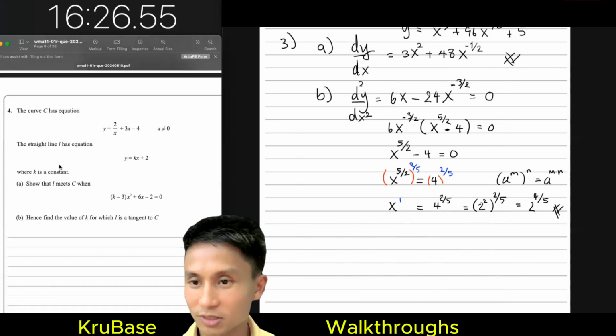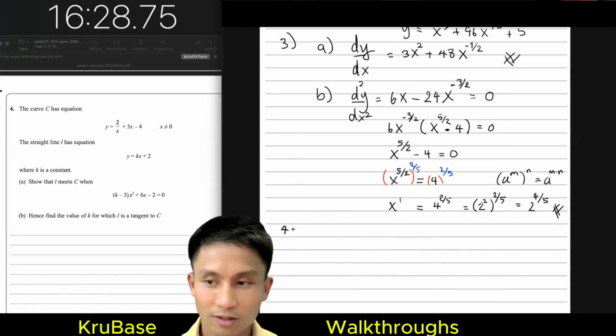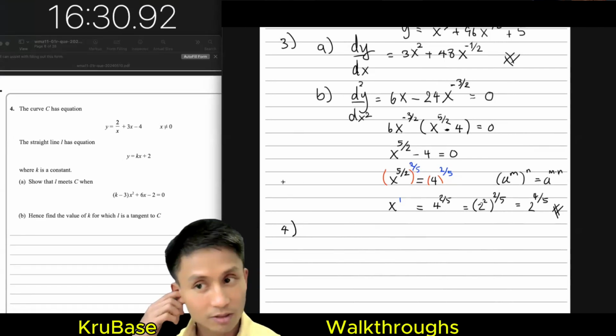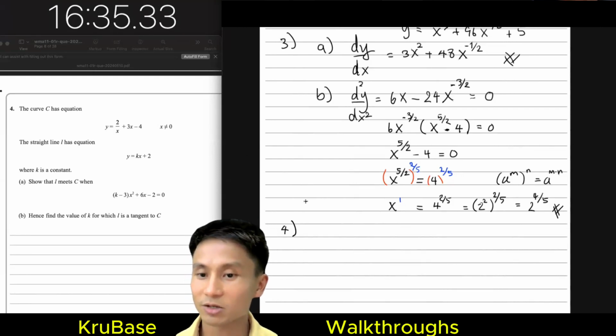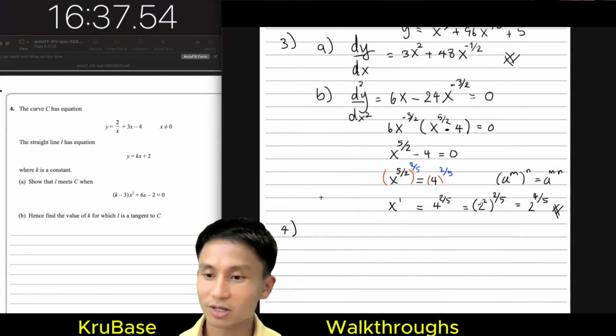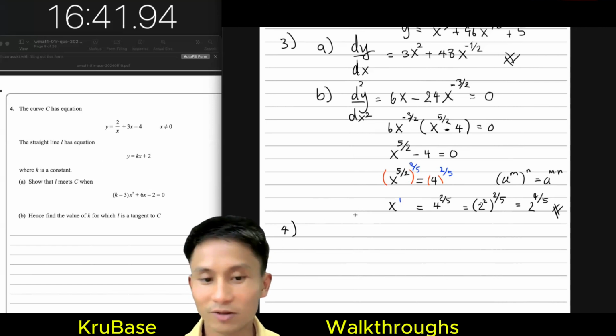Next, question 4. The time looks good, guys. Question 4. The curve C has equation y equals blah, blah, blah. The straight line L has equation that, where k is a constant. Show that L meets C when. Okay, so L meets C.